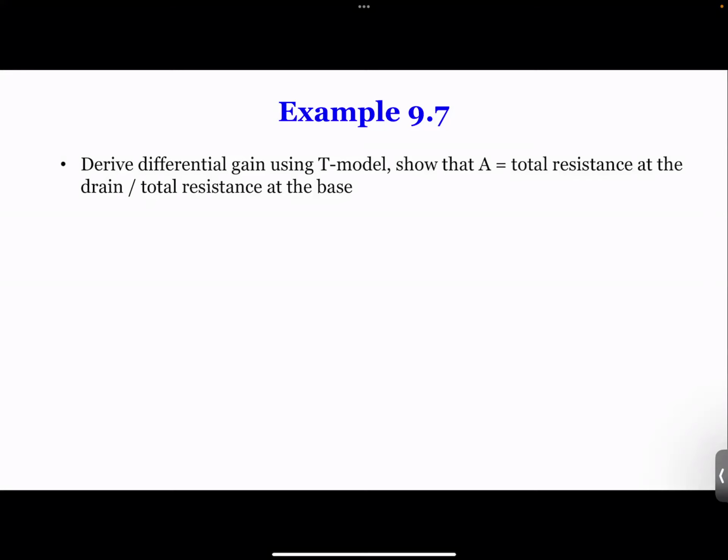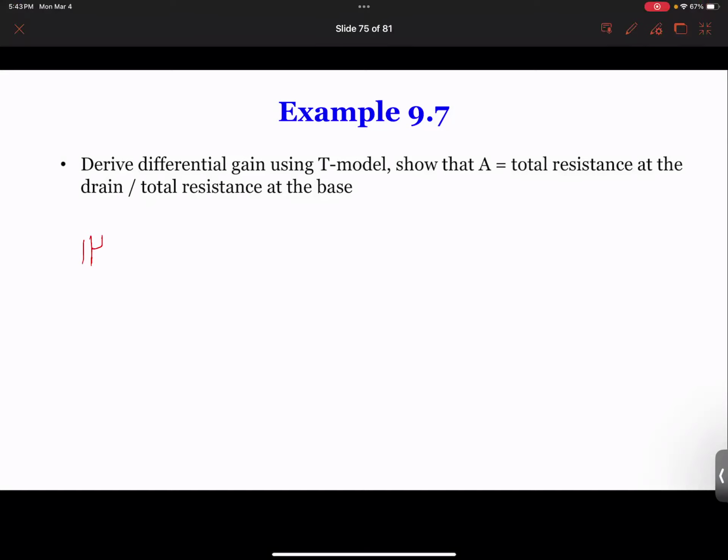So let me do a few quick catch-ups on things, starting from here. Let's say you have a common emitter amplifier, because this is BJT, so we're going to look at common emitter. So for the common emitter amplifier, let's do it this way.